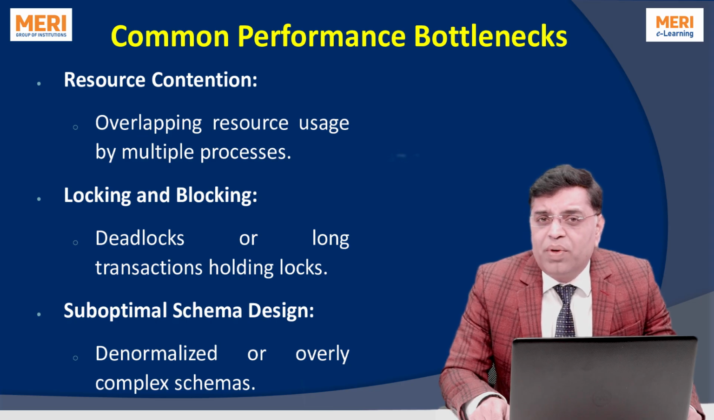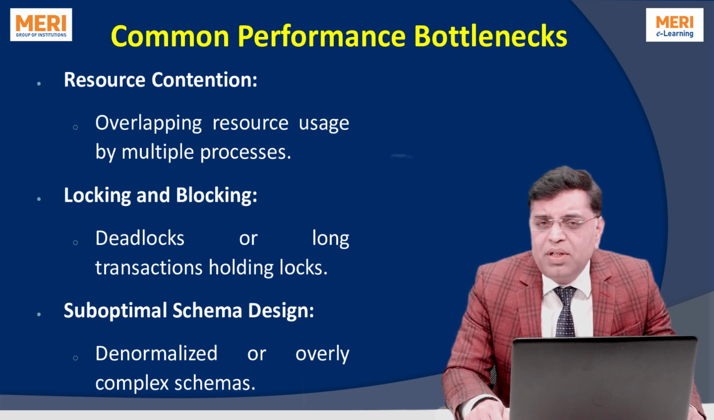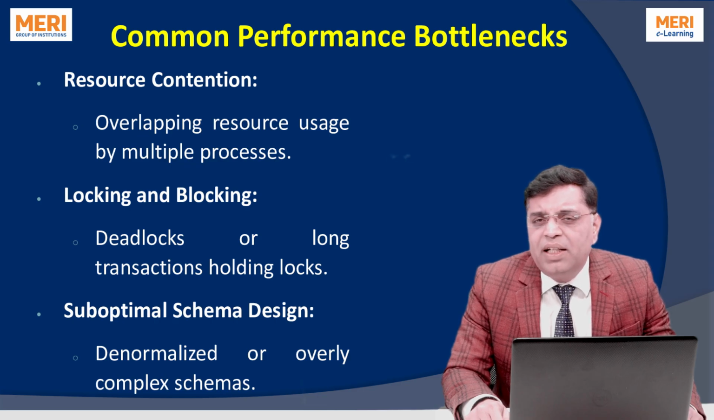Complex schemas with unnecessary relationships or poorly normalized tables increase query complexity. For example, storing redundant data across tables causes inconsistencies and increases update times. A well designed schema balances normalization for data integrity and denormalization for performance.